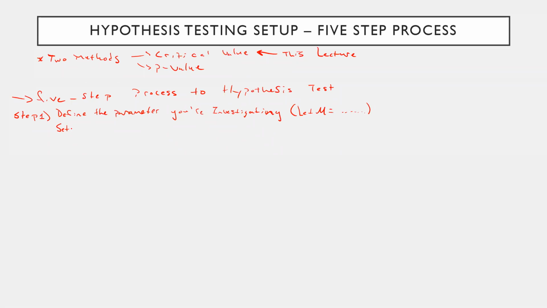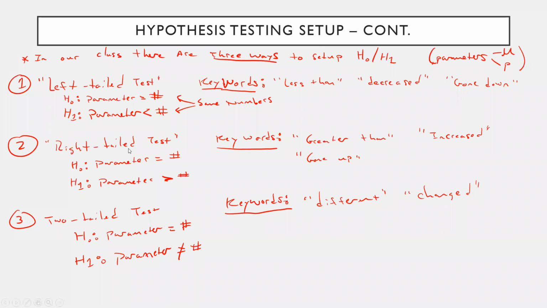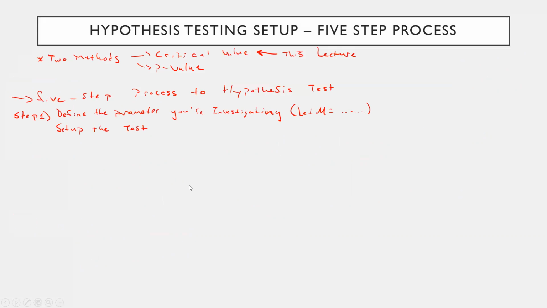Also in this step, you have to set up the test, okay? And what I mean by set up the test is you have to pick one of these 3 tests. So you'll either have a left-tailed test, where the null is mu is equal to some number, and the alternative will be, wait a second, no way, mu is less than that number.